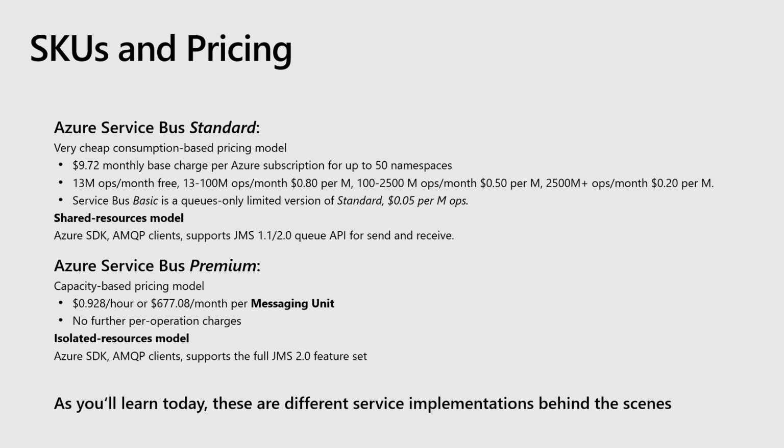And then we have Service Bus Premium, which has a capacity pricing-based model. And that's running at 90 cents per hour, coming out to $670 per month per messaging unit. I'm going to explain what the messaging unit is. But then there are no further per operation charges.